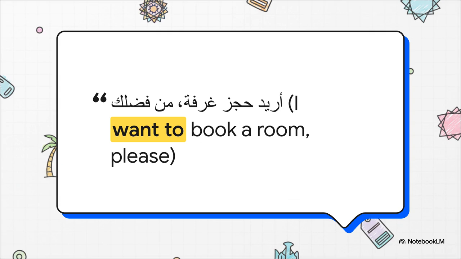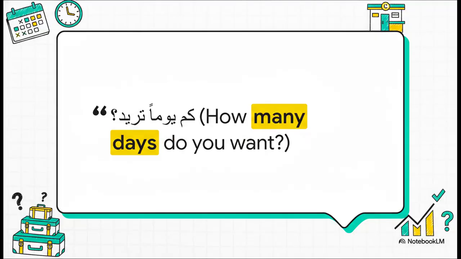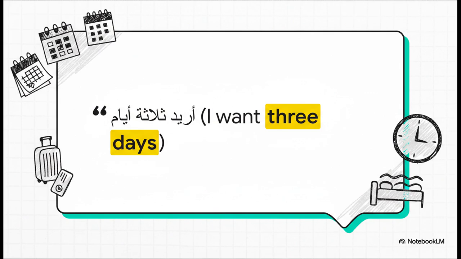And here we go. Our customer gets right to it. أريد حجز غرفة من فضلك. That's it. I want to book a room, please. Notice how simple and direct that is. No fluff, just exactly what you need. And the receptionist's logical next question is, Kam yoman turid? How many days do you want? A really straightforward question. The customer's thinking 3 days, so they say, أريد ثلاثة أيام.